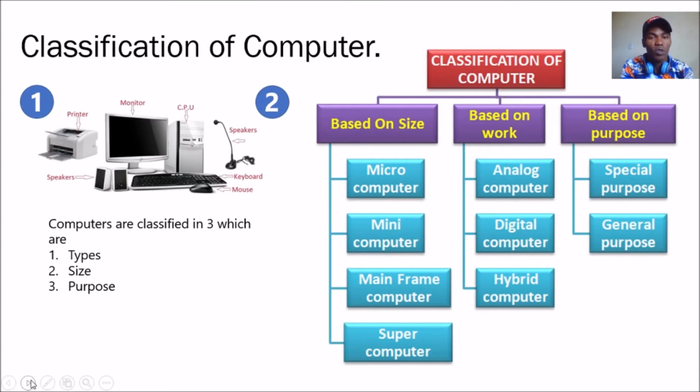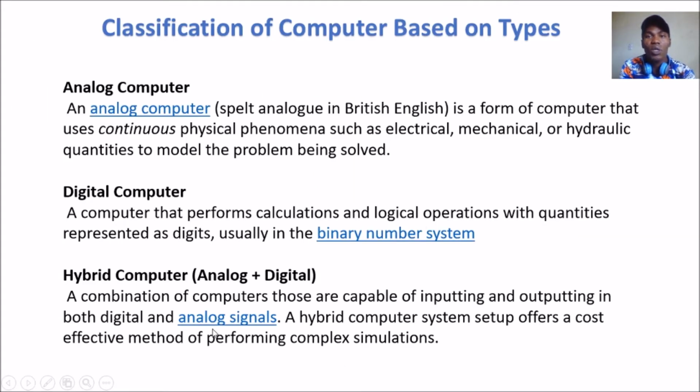Okay, let us continue. Now, classification of computer based on types. Like I said earlier, the classification of computer based on types are just three. We have the analog computer, the digital computer, and the hybrid computer. Now let's start with the analog computer.